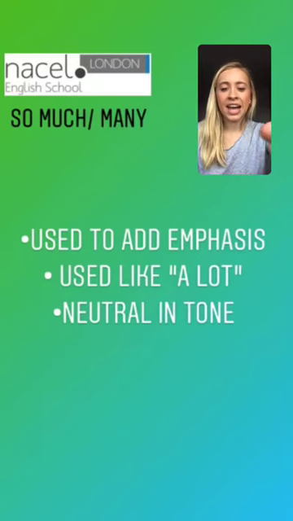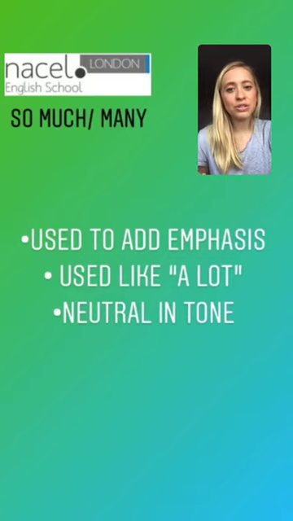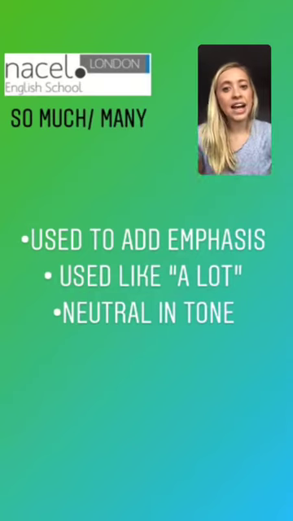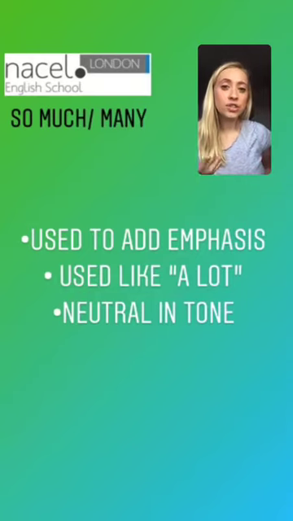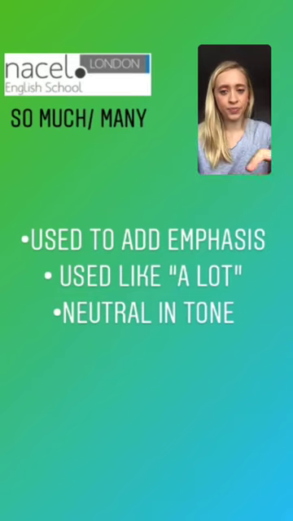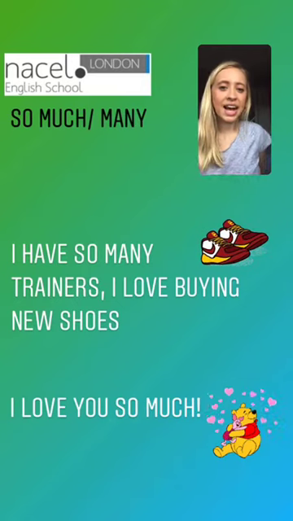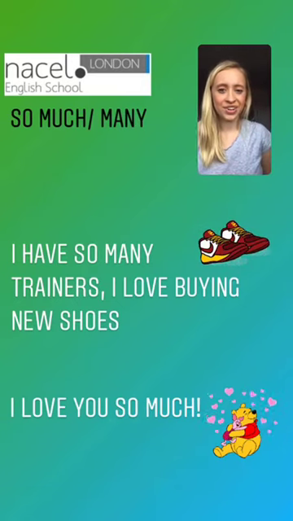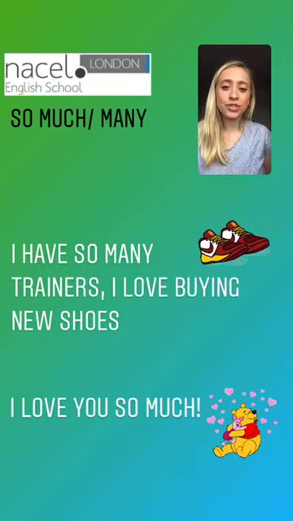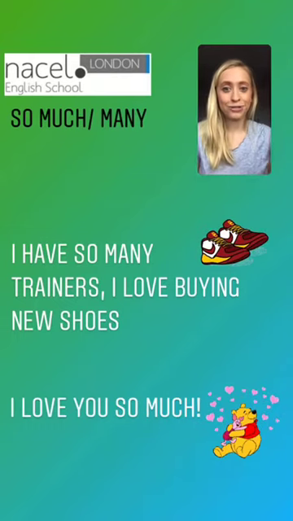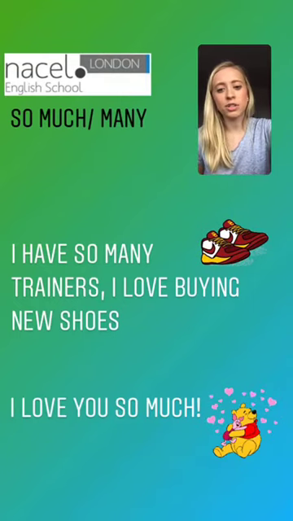Secondly then, we have so much or so many. This is used to emphasize a point and it's used like a lot. Okay, and this is neutral in tone, it's not negative. The examples I have for you, I have so many trainers, I love buying new shoes. Okay, and I love you so much. This just means a lot. And it's not a negative thing. For the first example, we have lots of trainers, we're happy with this, so we can say so many, and a neutral tone.